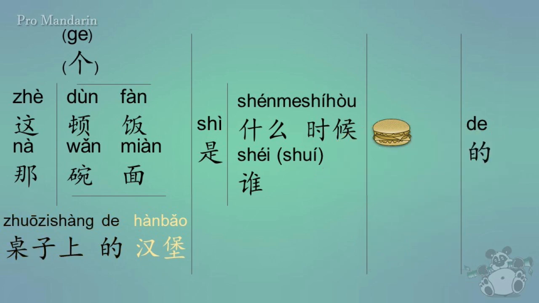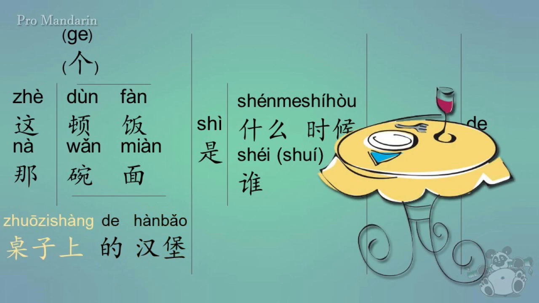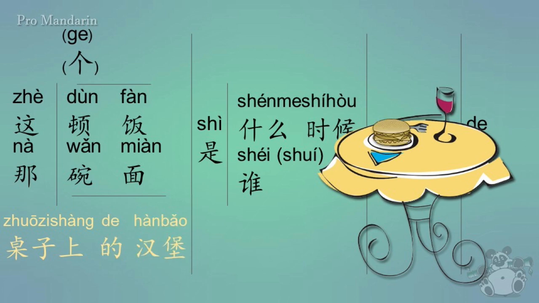So the way I look at it is like this. 汉堡 is the hamburger, and then 的, that is, and then 桌子上, on the table, okay, or table on. So 桌子上的汉堡 means the hamburger that's on the table.